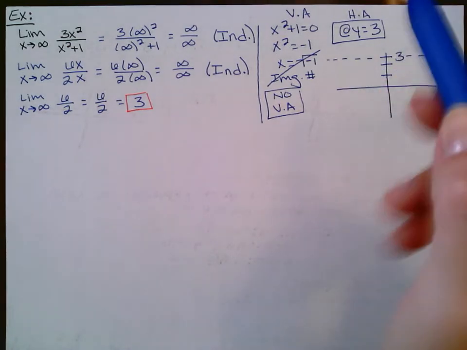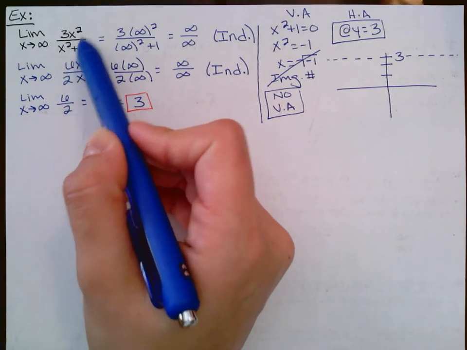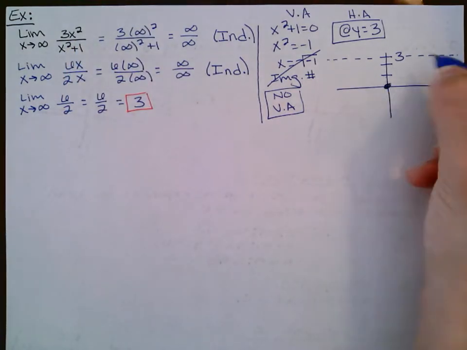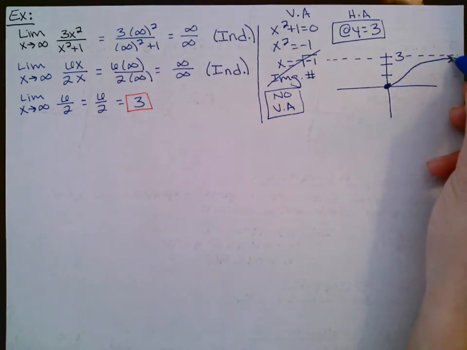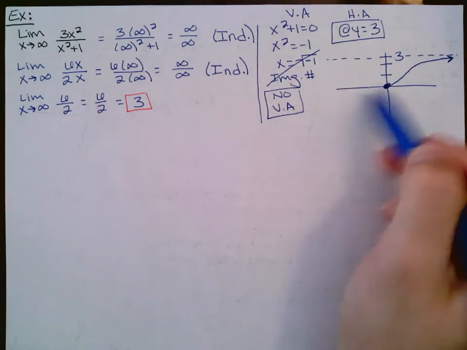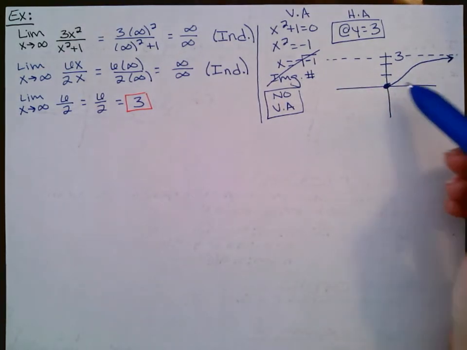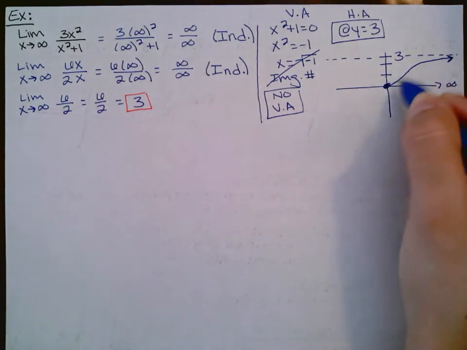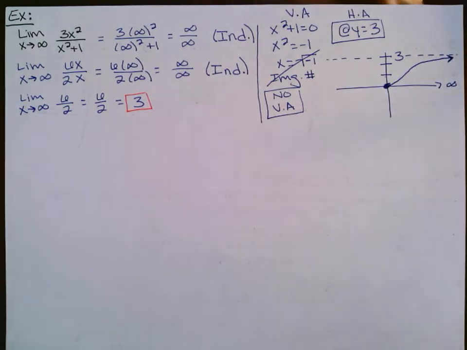If I plug in 0 into my original function, I get 0 over 1, which is 0, which means there's a point here, which means somehow this must approach the asymptote. Okay, maybe I don't know what else happens. I'd have to plug in some more points. But you can see that as I go towards positive infinity, my y value approaches that asymptote of 3.